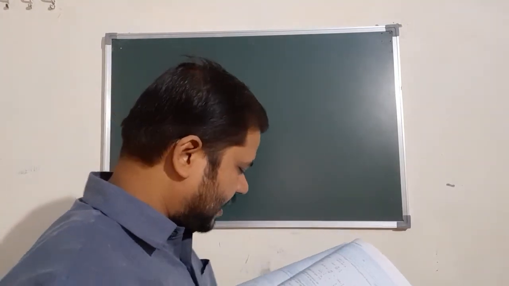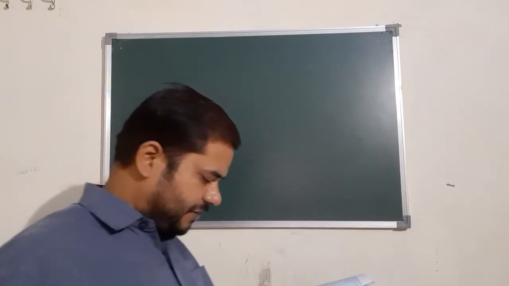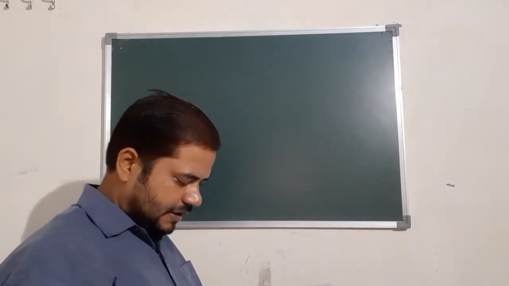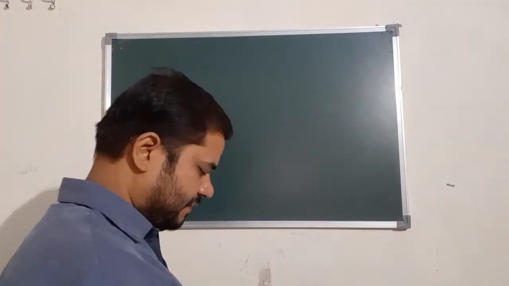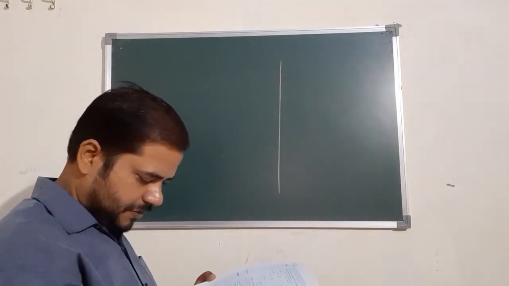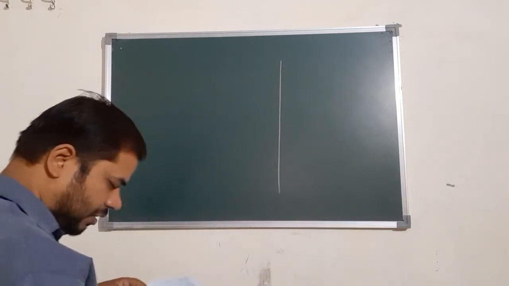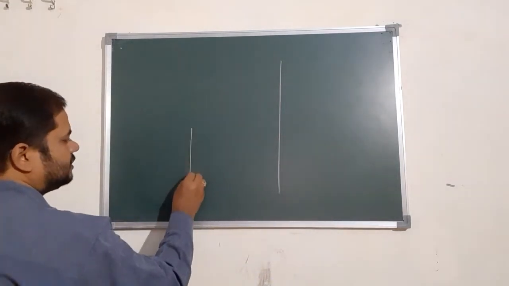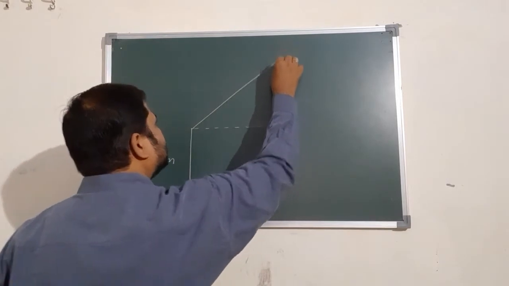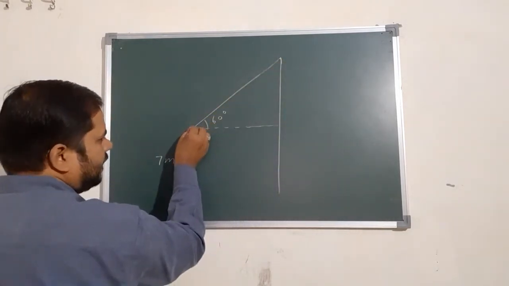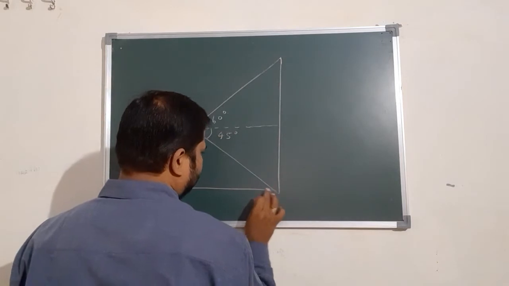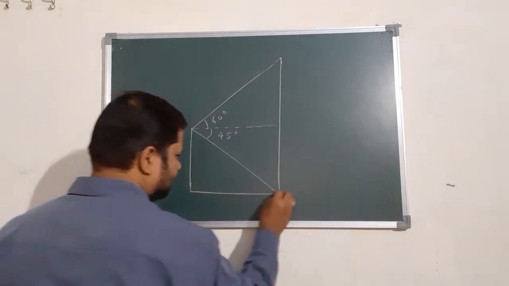From the top of a 7 meter high building, the angle of elevation of the top of the cable tower is 60 degree and the angle of depression of its foot is 45 degree. Find the height of the tower. So let us see. First you see, this is the tower, okay, 7 meter high building. From the top of the building, the angle of elevation of top of the tower is 60 degree, and angle of depression of the foot of the tower is what?